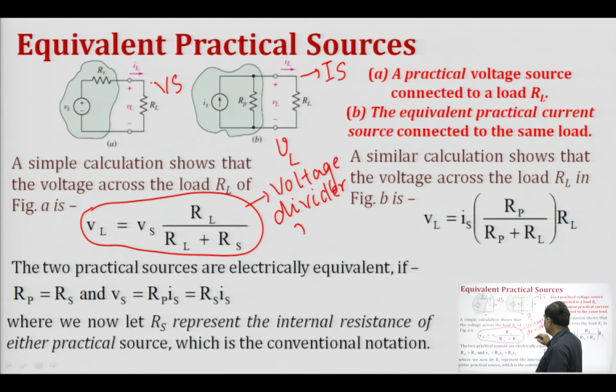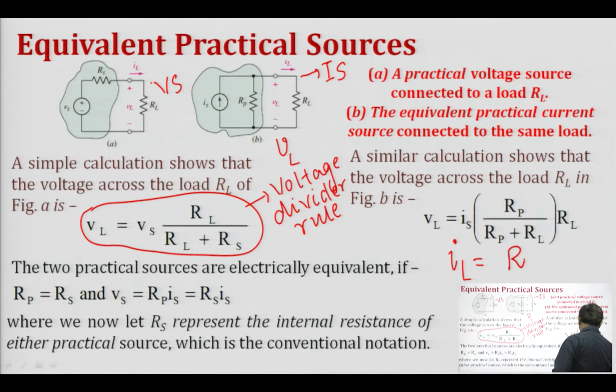By applying the voltage divider rule, we have determined the load voltage V L, which has come out to be this. Similarly, we have calculated the load voltage for this circuit. Here, we can first find the load current I L, and by applying the current divider rule, it will be R p upon R p plus R L into the current source, that is I s.